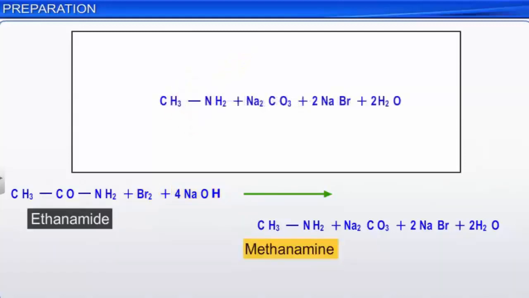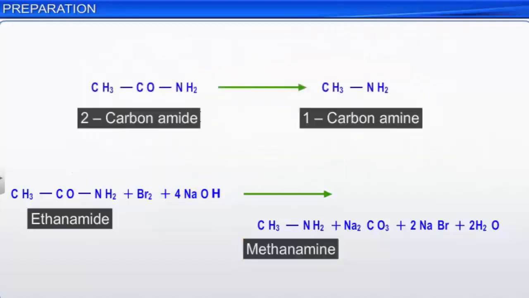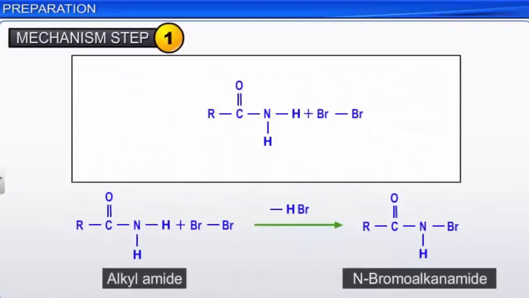Note that in this reaction, the resultant amine formed has one carbon atom less than the parent amide. Hence, this reaction is used to step down the carbon chain. Let us look at the mechanism of the reaction. As you can see, the first step involves the halogenation of amide to yield N-haloamide.